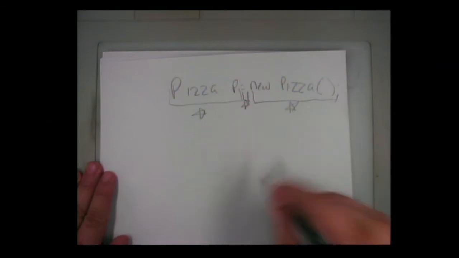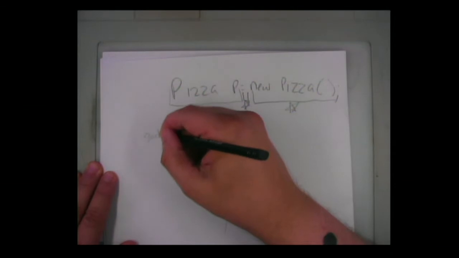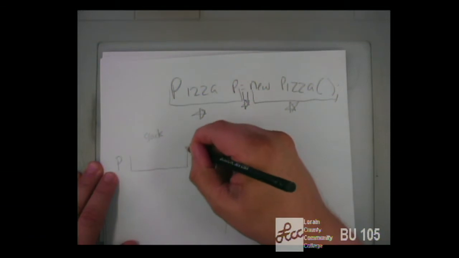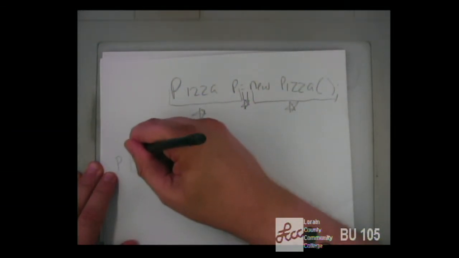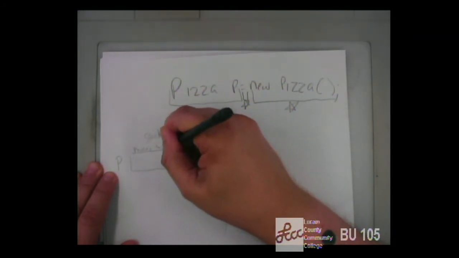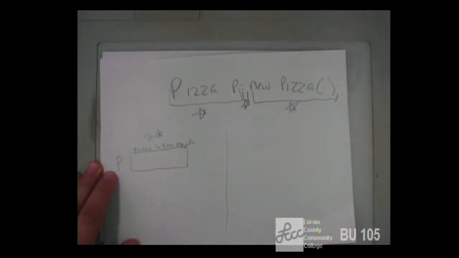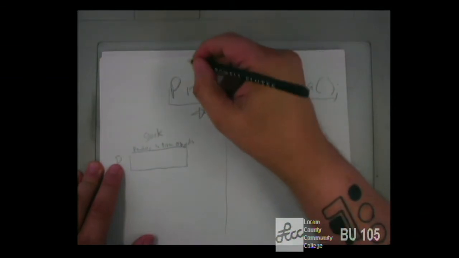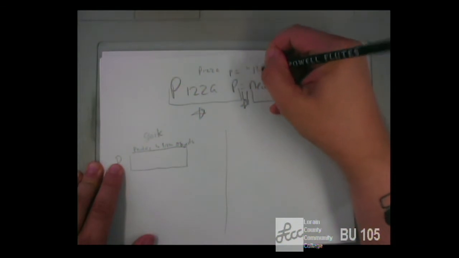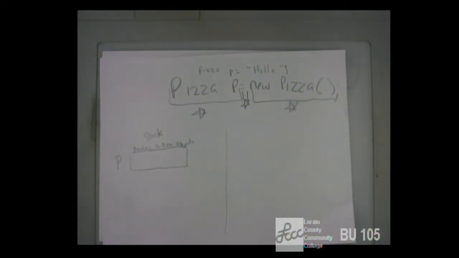Pizza p does this. It creates, in this area of memory called the stack, a variable called p. And this variable is only allowed to hold pointers to pizzas. So if I tried to do something like this, Pizza p equals "hello", boom, I get an error, because hello is not a pizza object.